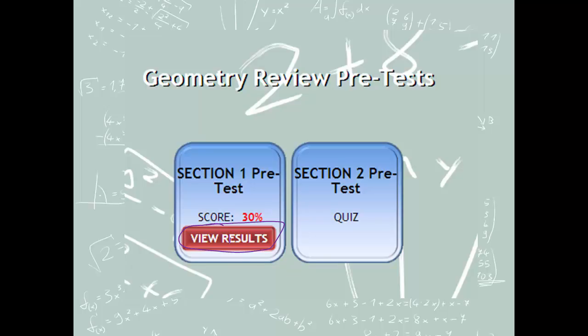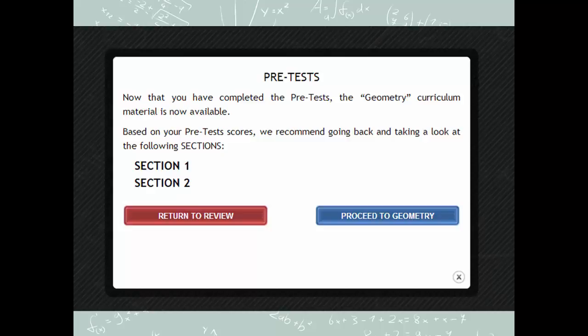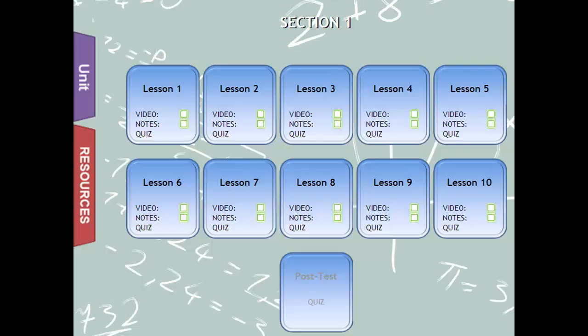But when they finish both pretests, then we give them a recommendation. Now this is purely a recommendation. It's not a mandate. We say, okay, based on your scores, we recommend that you should probably go back and look at section 1 and section 2. Well, that's the entire geometry review curriculum. So we can either return them to review or they can proceed to geometry. Now the reason we have it like this is because we know you as teachers might not want them in the review the entire time. So you want them in the Common Core material. So you have them proceed to geometry. Either way, it's up to you. So the student makes the choice, then they're going to get to the material.